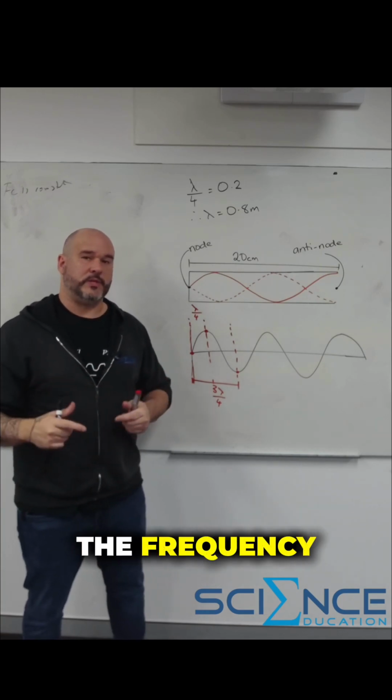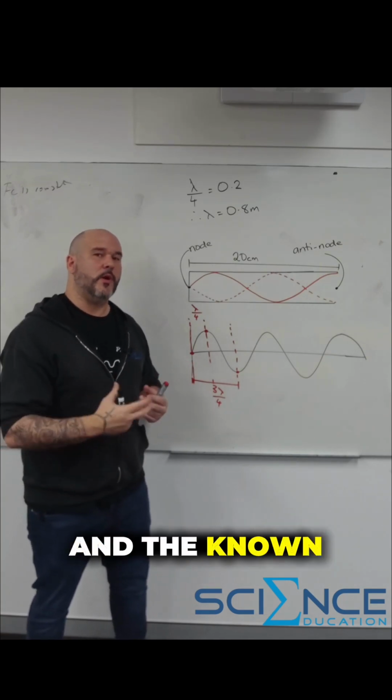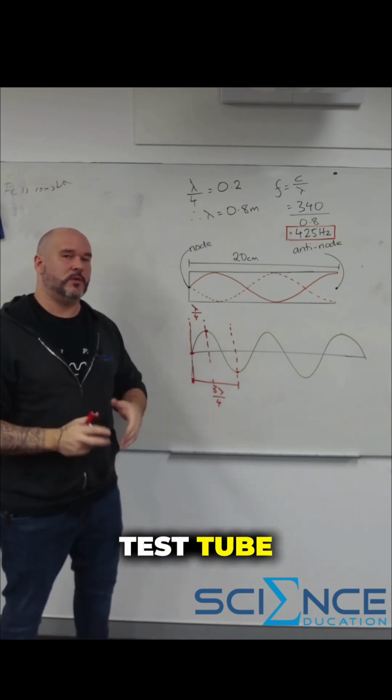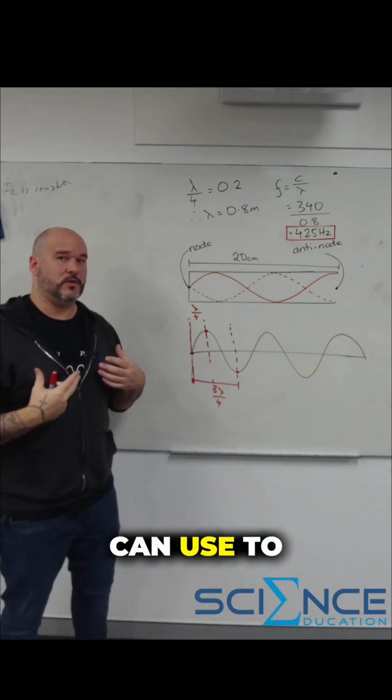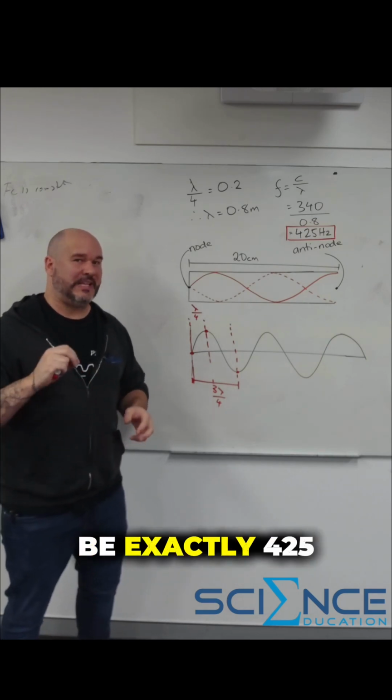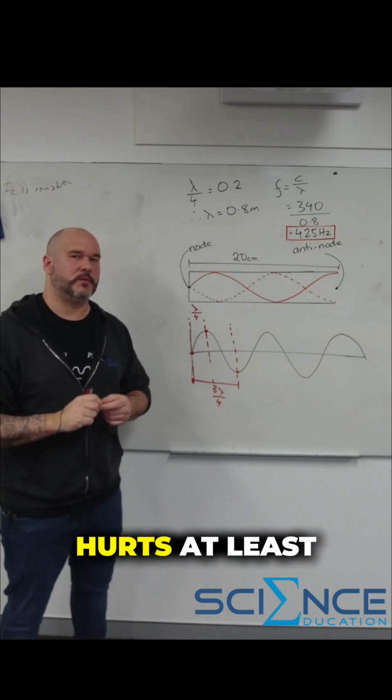To figure out the frequency, we just use the universal wave equation and the known speed of sound in air. So in order to set up a standing wave inside our little test tube, the lowest frequency sound that I can use to set up the standing wave is 425 Hertz. And it must be exactly 425 Hertz, at least for year 11.